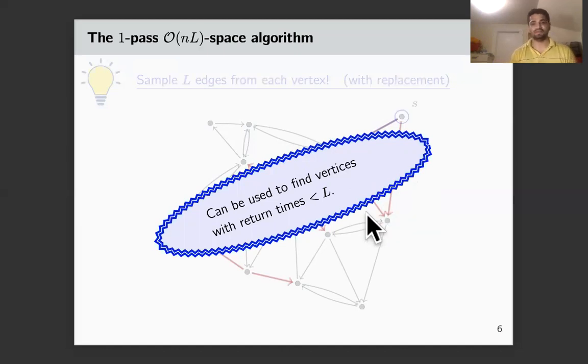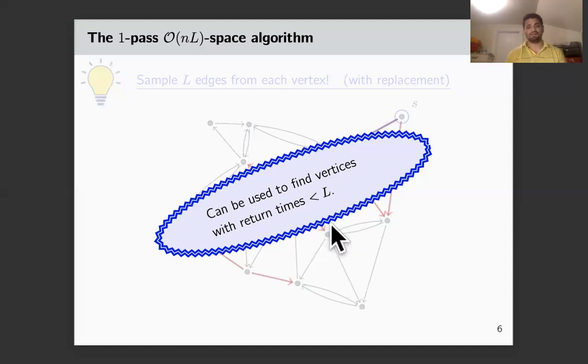The reason is that our algorithm is SVO, so it can be used to sample an L-length random walk from each of the vertices in the graph. And once we have an L-length random walk, we can just check if in L steps it returned to the same vertex or not. Of course, there are issues about getting there with high probability versus in expectation, but those can be taken care of if you repeat it, let's say, log n times. If you repeat it log n times, that doesn't really change the asymptotic behavior other than some lower order terms. You can compute in one pass and nL space which vertices have return time less than L and which do not.